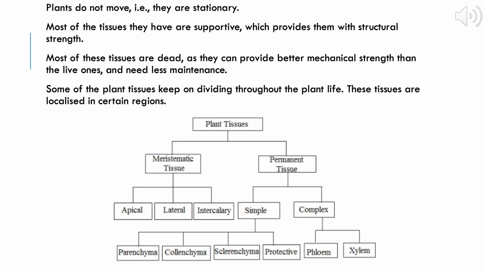Plant tissues can again be divided into two types, meristematic tissue and permanent tissue. The meristematic tissue is of three types, apical, lateral, intercalary, while the permanent tissue is simple and complex. Then the simple tissue is again divided into four types, that is parenchyma, collenchyma, sclerenchyma and the protective tissue. Sometimes this protective tissue is merged in sclerenchyma, and the complex tissue is of two types, phloem and xylem.